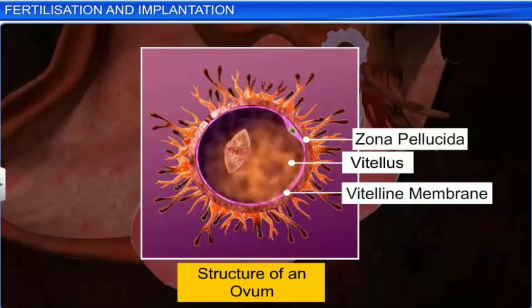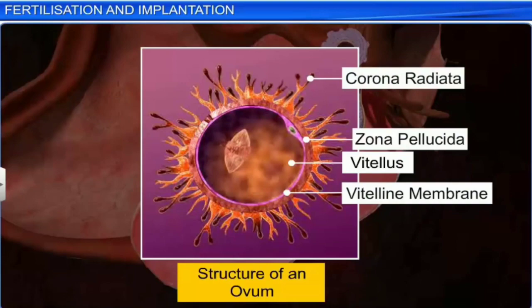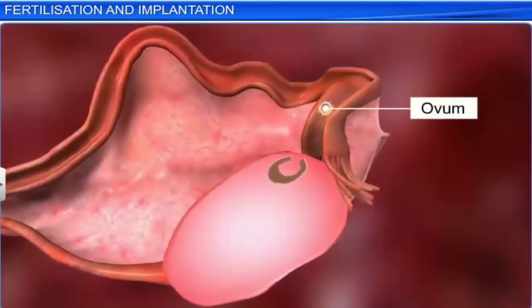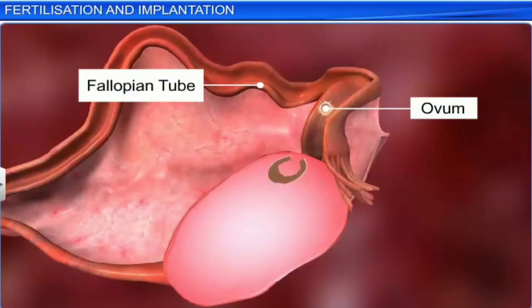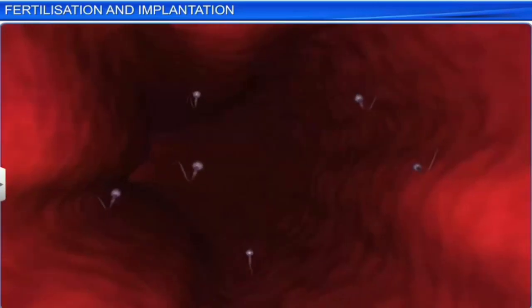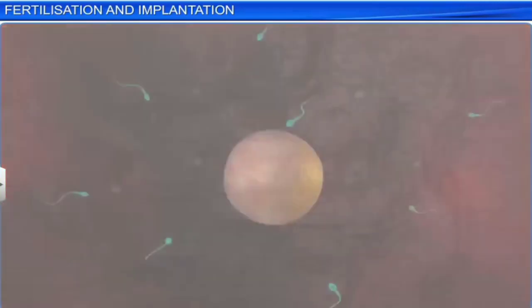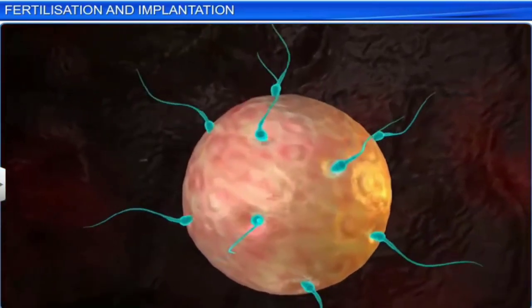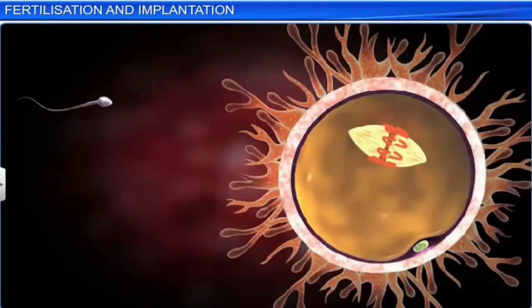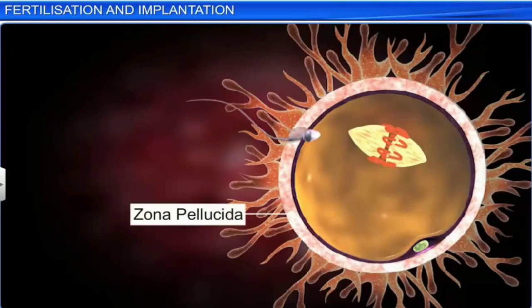Surrounding the zona pellucida is a layer of granulosa cells called the cells of corona radiata. The ovum present in the fallopian tube now starts drifting towards the uterus. Once it reaches the ampullary isthmic junction, the ovum gets bombarded by several thousand sperms. However, only one sperm penetrates the zona pellucida and initiates the fertilization process. Moreover, this penetrating sperm induces the zona pellucida to stiffen, which prevents other sperms from entering the ovum.